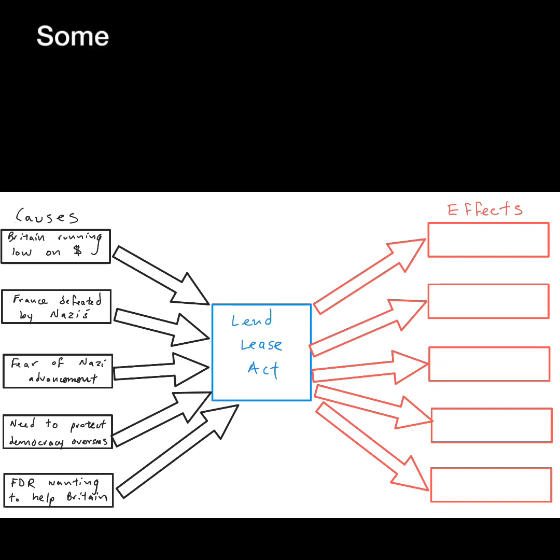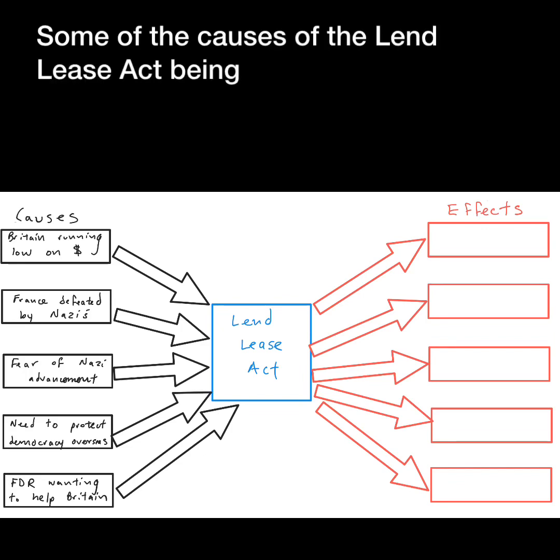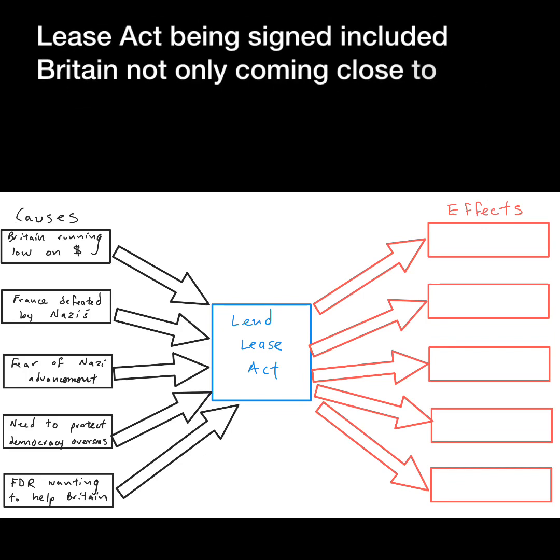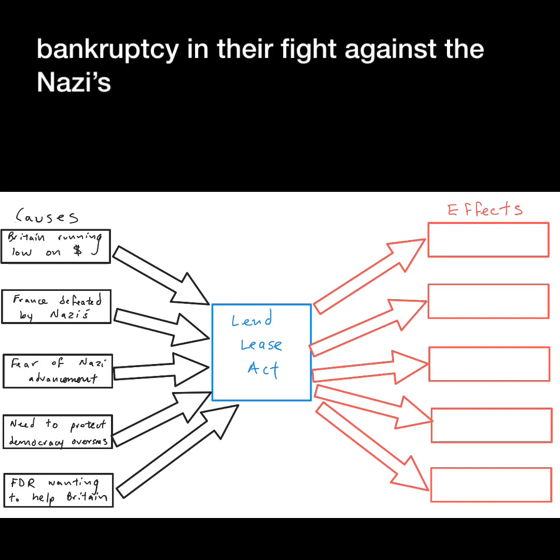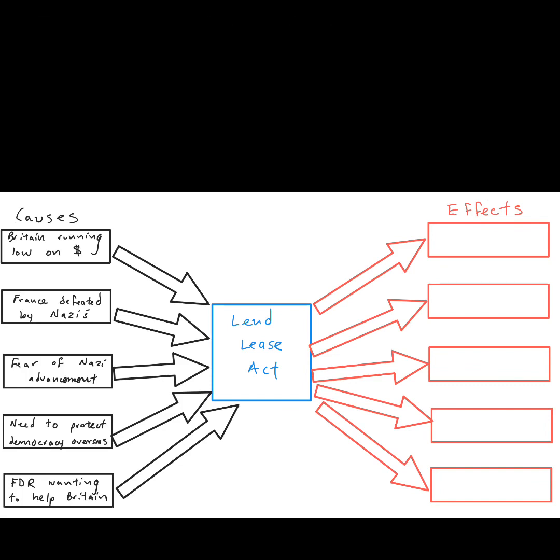Some of the causes of the Lend Lease Act being signed included Britain not only coming close to bankruptcy in their fight against the Nazis, but also them running low on military capacity. They were left to fight Germany alone, as France had already been defeated by Nazi Germany. The US also feared what would happen if the Nazis continued to advance and crush European democracy. Lastly, President Franklin Delano Roosevelt desperately wanted to help Britain, but was totally incapable of helping due to the restrictive Neutrality Acts, which you'll hear about in the video.